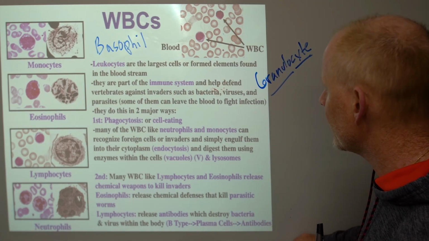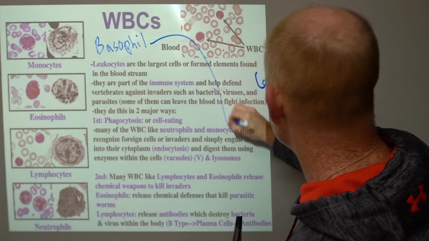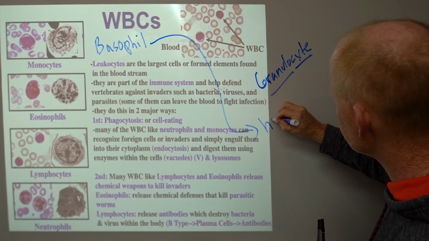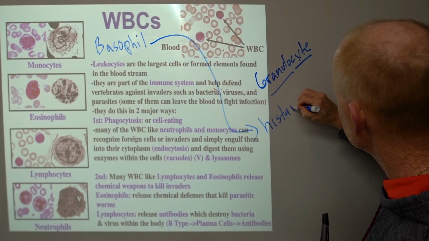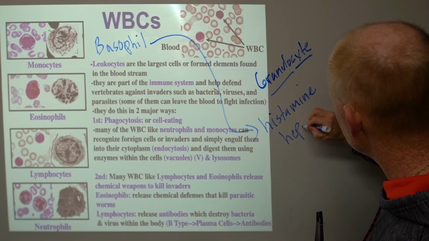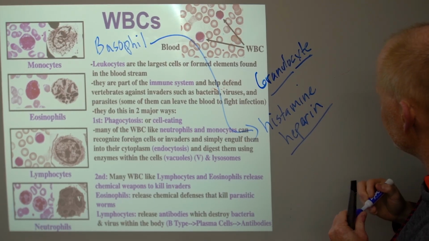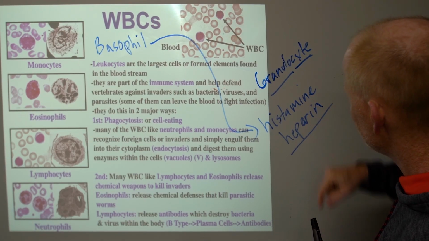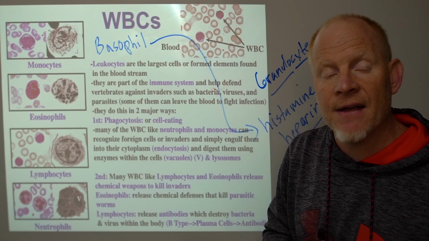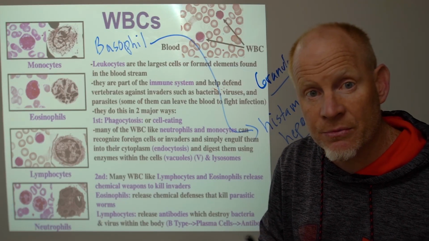And the major protein in a basophil, since we don't have any information on it, we'll put it down here, is histamine. All right. And heparin. These two cause thinning of the blood and vasodilation. So they are involved in inflammation and allergic responses.